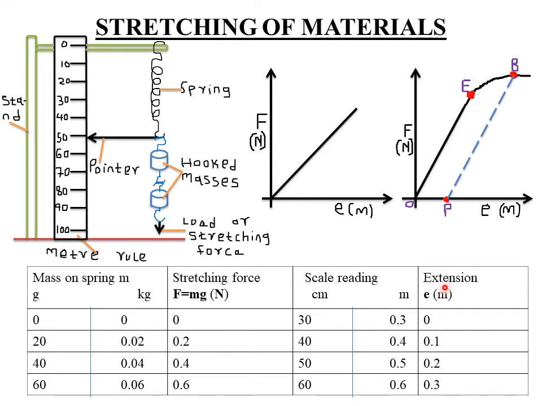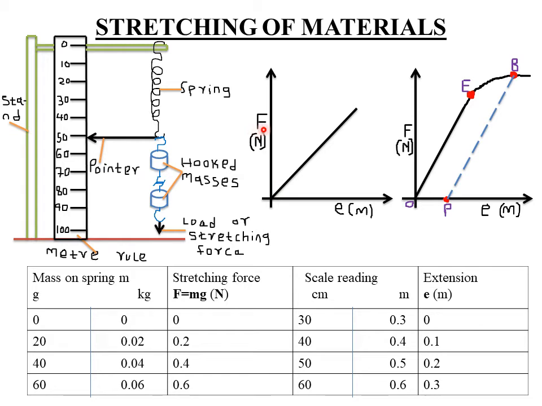So we can easily conclude that the force and the extension are directly proportional to each other. Remember, when quantities are directly proportional to each other, it means that when you reduce one quantity, it also causes a reduction in the other quantity. So force and extension clearly give a straight line graph, which shows their direct proportionality.